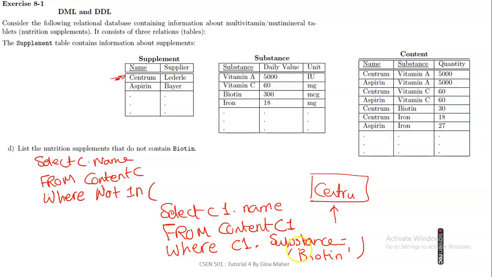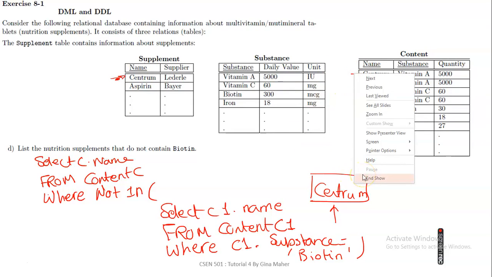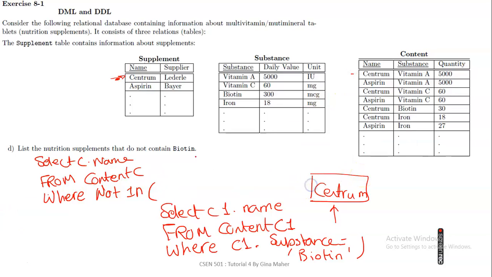We want the content that has biotin, which in this case is the Centrum. So this one will return Centrum. C.name from content. Okay, we are going to check the C.name from content. Is Centrum not in Centrum? No, so this one will not be returned. Aspirin not in this relation? Yes, so it will be returned. Centrum? No, and so on.